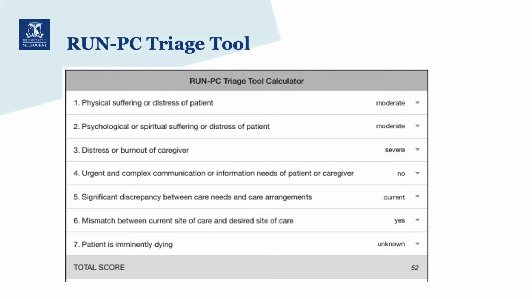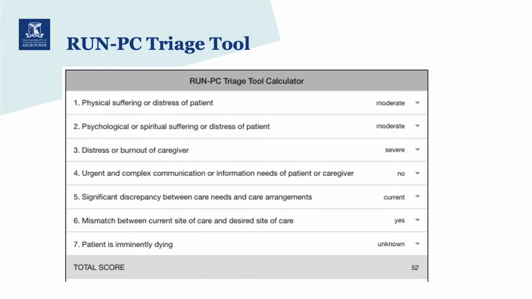There is a current discrepancy between care needs and care arrangements. So yes, he has the bed and the commode and the clonazepam drops, but the situation isn't working. She's agitated, she's not able to do the transfers. What's in place is no longer working. So that's current. And there's a mismatch between site of care and desired site of care. That's been also stated explicitly.